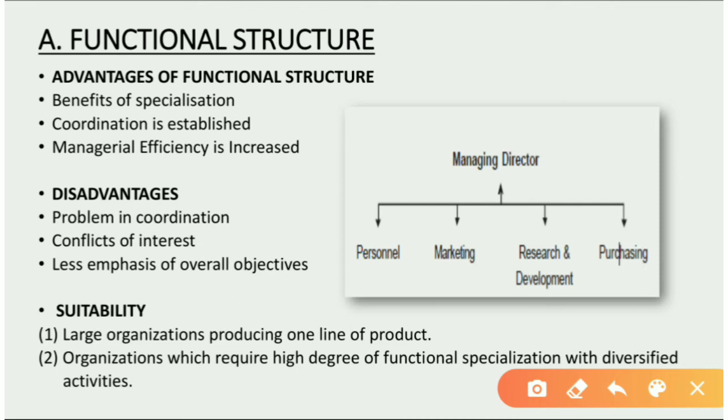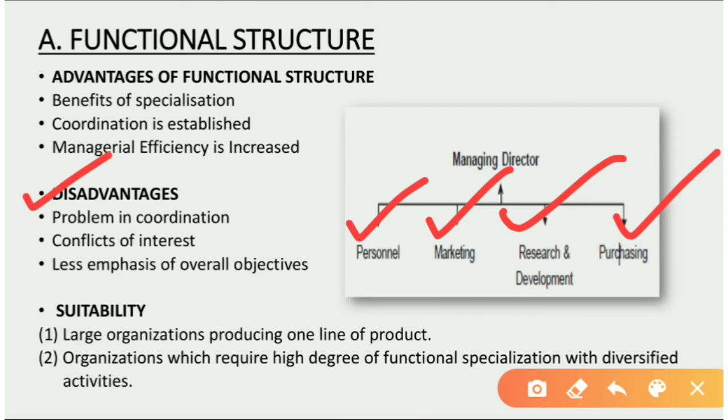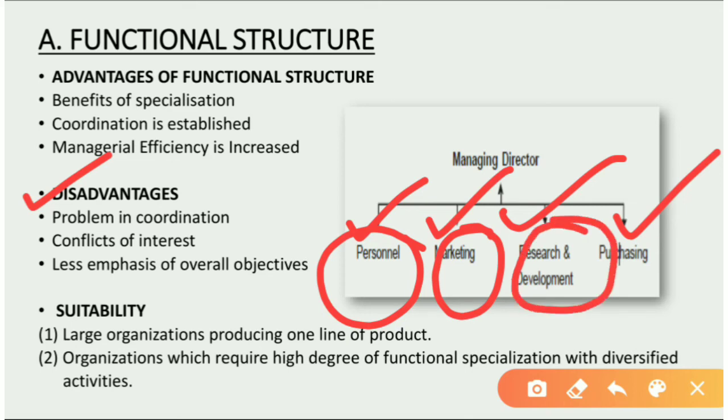Now there are some disadvantages too by adopting this structure. What are the disadvantages? Problem in coordination. How is there a problem in coordination? Students, see what happens. There are different departments: personnel department, marketing department, research and development department, purchasing department. Personnel department is managing their employees, marketing department is managing their employees, research and development department is managing their employees, purchasing department is managing their employees. So everybody is focusing on their own departments to develop their own department.